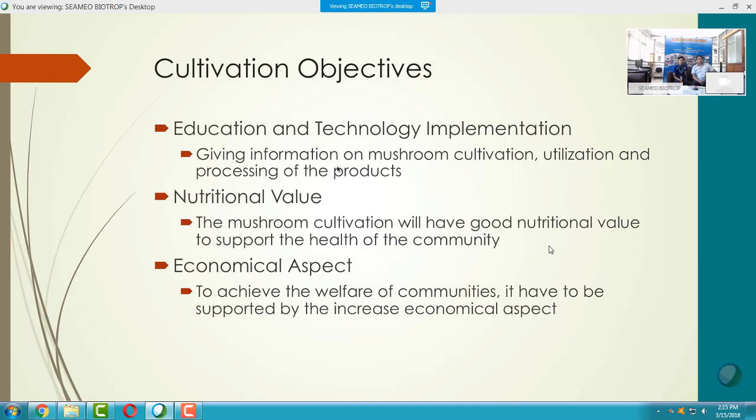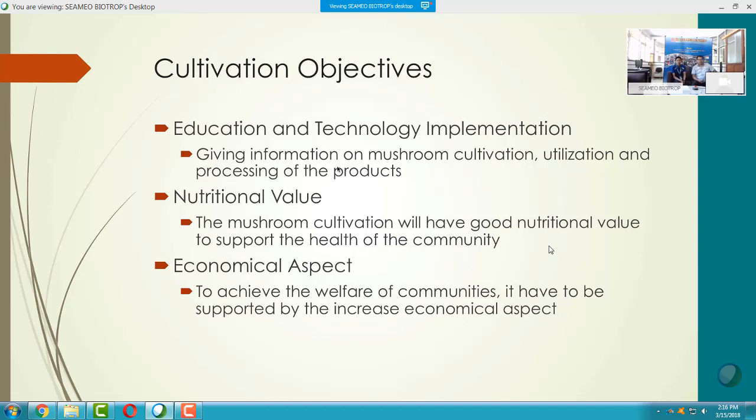Okay, and then the cultivation objectives itself. The first one is of course education and technology implementation. We cultivate mushroom to give information on how to cultivate mushroom, and after we have successfully cultivated, we harvest the product, and show how we utilize it for consumption or for other purposes. And of course the last one is the processing of the products. From the raw harvested material, how can we process it so that it will have more economical value?